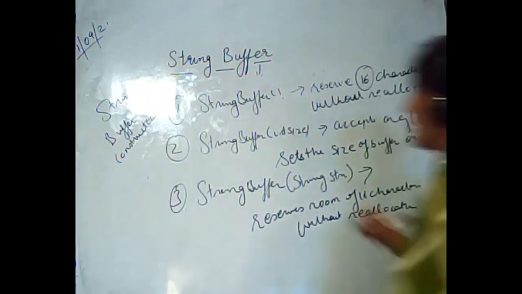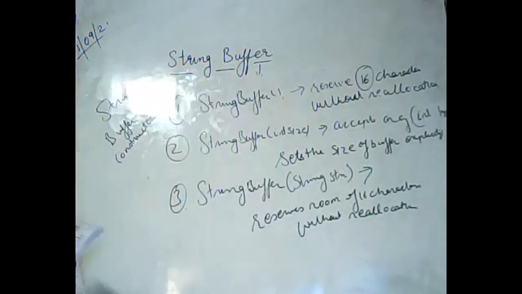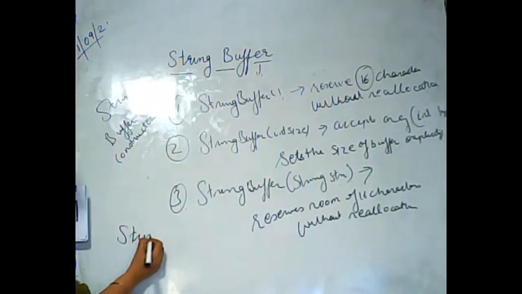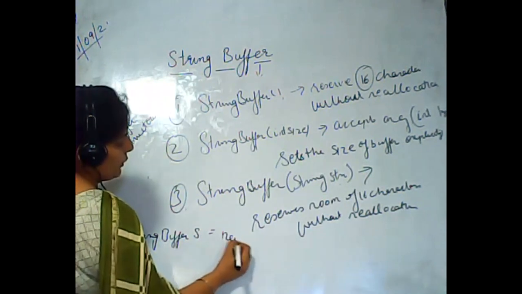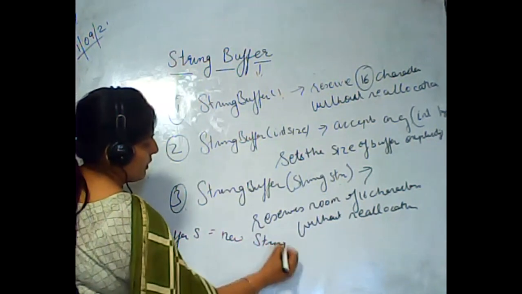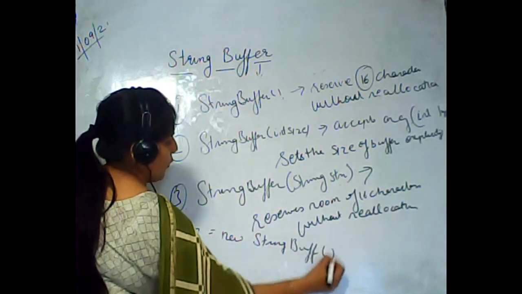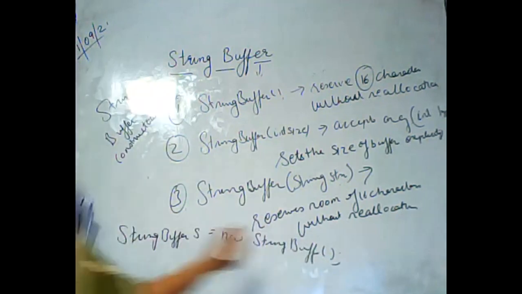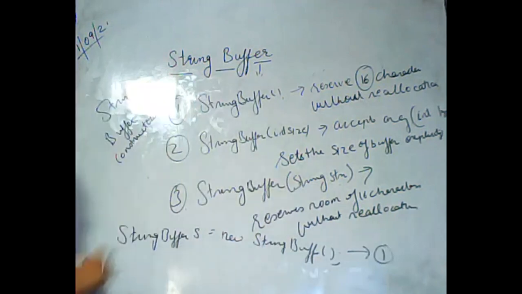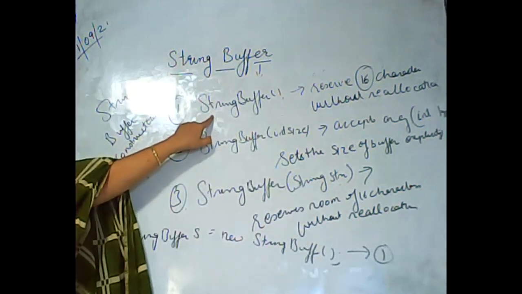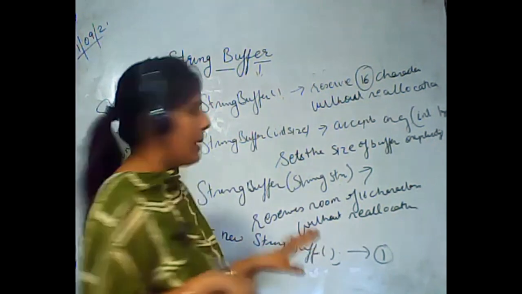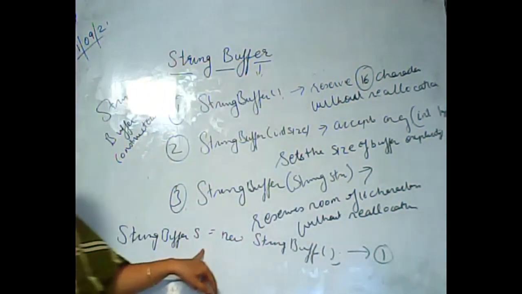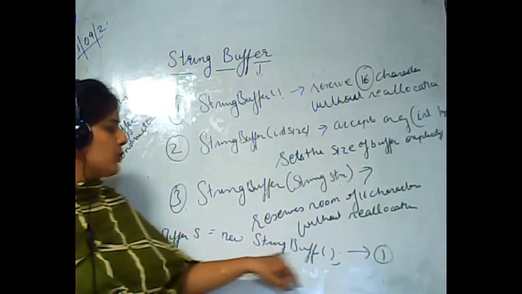Okay, so how can we write it? Let's suppose we are using this StringBuffer here. We can write: StringBuffer s equal to new StringBuffer. So what type of constructor are we using here? This is of the first type, and this type of constructor is represented by this particular constructor. Here we are reserving 16 characters of memory for that particular string by writing StringBuffer s, the object of that StringBuffer, equal to new StringBuffer.